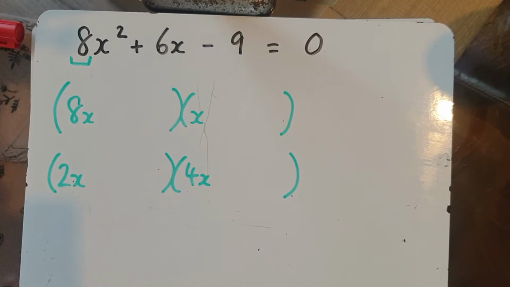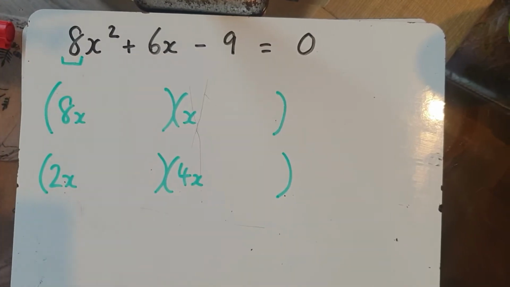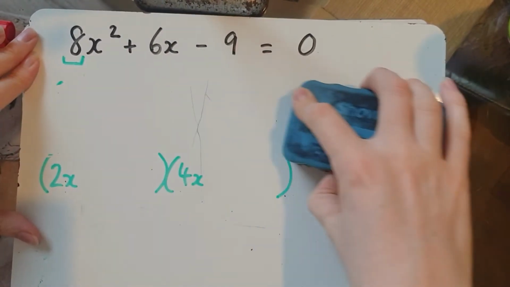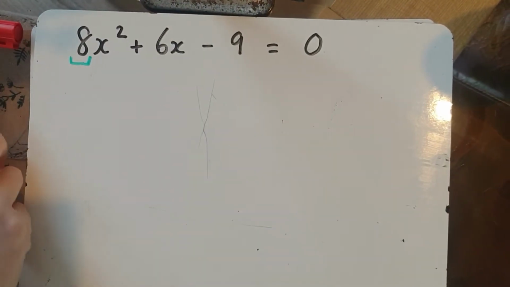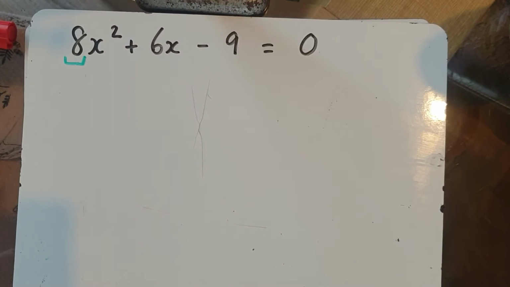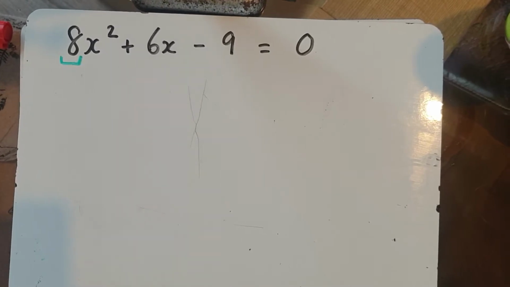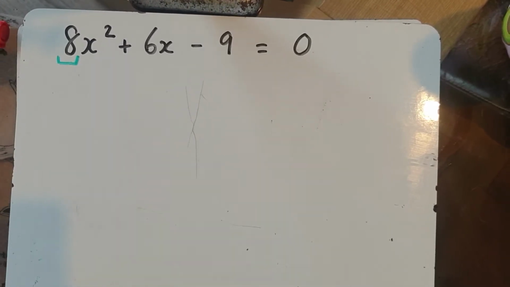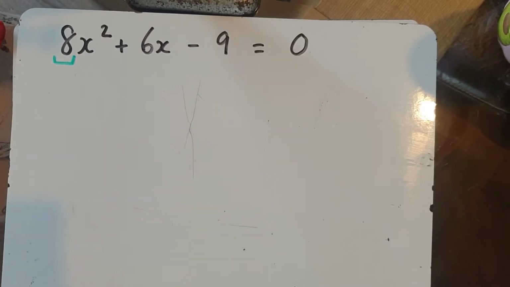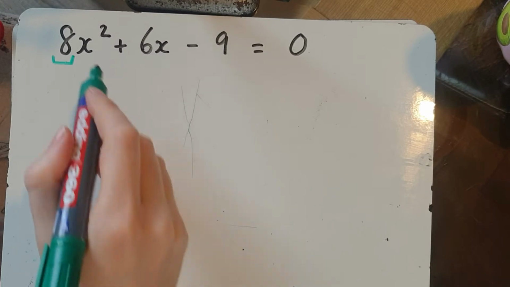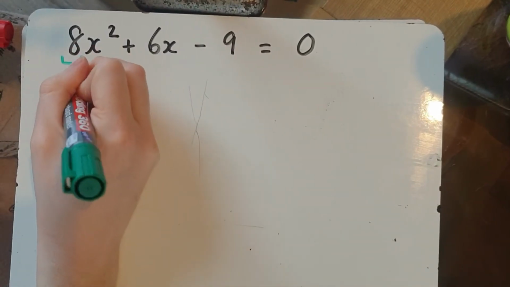Now, as we discussed last time, some people can just look at these and work them out without having to do very much. And if you are one of those people, brilliant. However, you still want to learn the techniques to be able to do it, so that if you come across one that you can't just do by looking at it, you still know how to do it. So what we're going to do is we are going to multiply this 8 and negative 9 together.